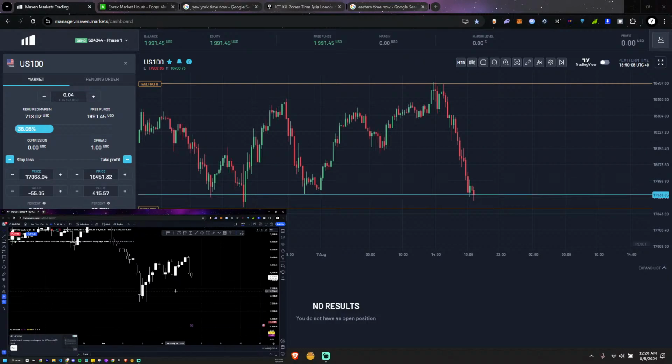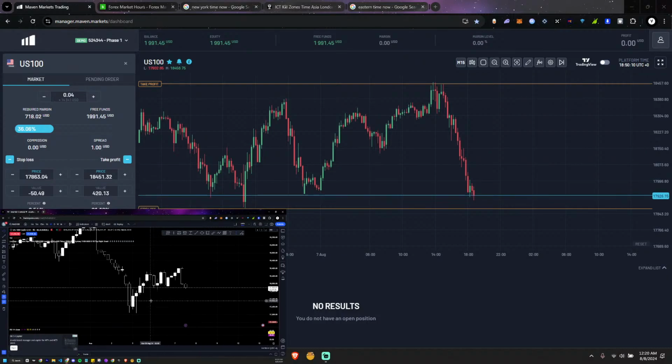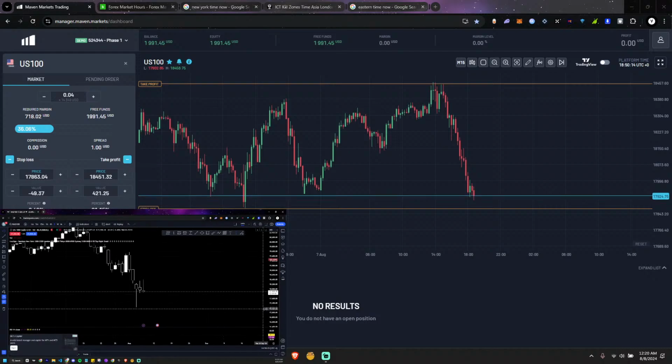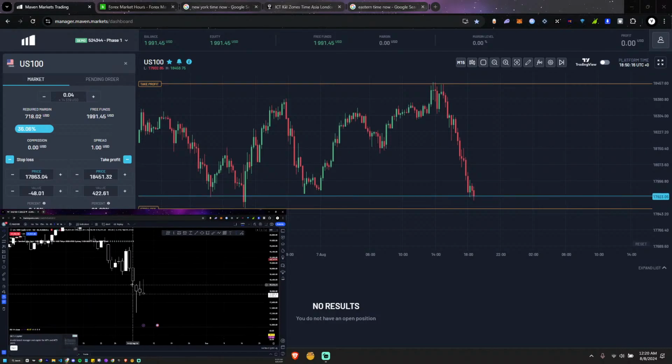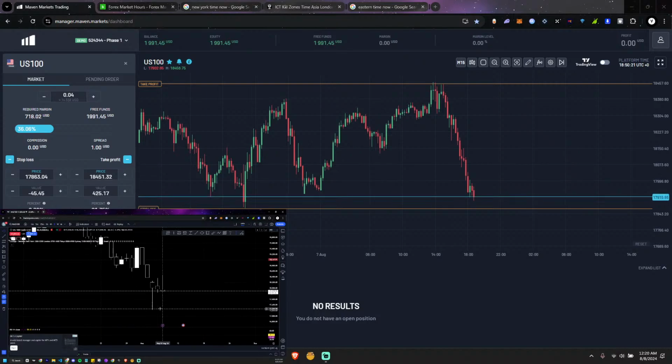So it seems like we have, what do we see here? So let's go on the daily. All right, so we seem to have an accumulation, right? Accumulation, manipulation. And what should we do next? We should take out these lows and we should go higher, right? Sorry, we have accumulation, we have manipulation, now we have distribution.